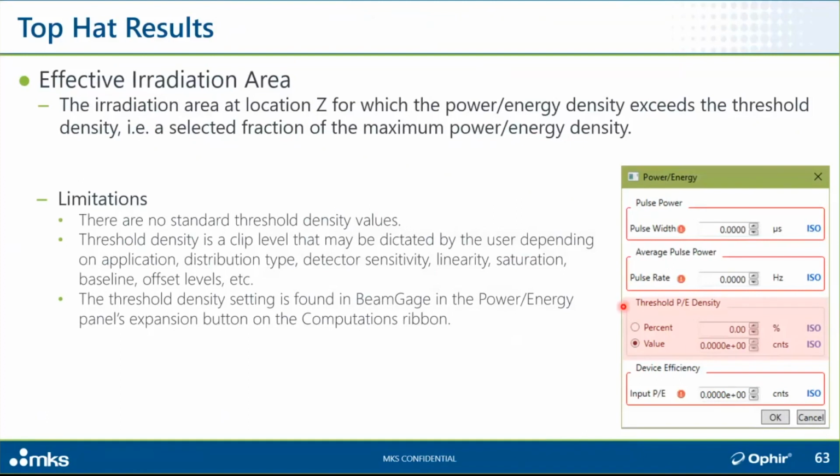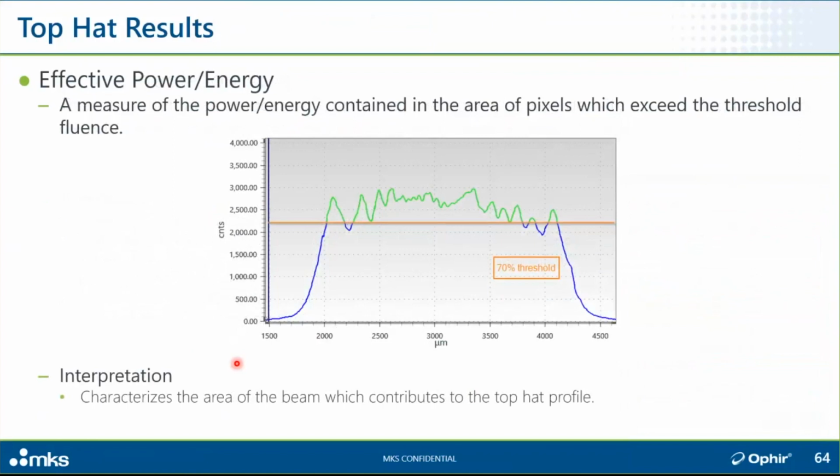To set the threshold density, there's an expansion dialog on the Power/Energy panel in BeamGage on the Computations ribbon. Until you set the threshold power density, either a percentage value or a digitization level, you'll find that some of these top hat results will not have any values calculated for them. The effective power, or the effective energy, is a measure of the power contained in an area of pixels which exceed the threshold fluence, or the threshold value that we mentioned in the last slide. This characterizes the area of the beam which is contributing to that top hat profile.